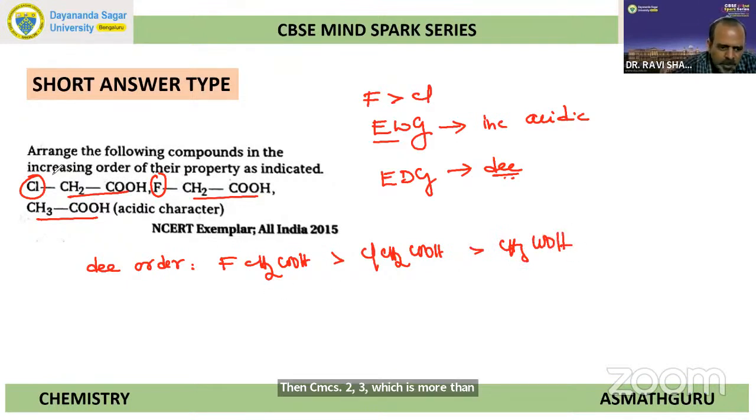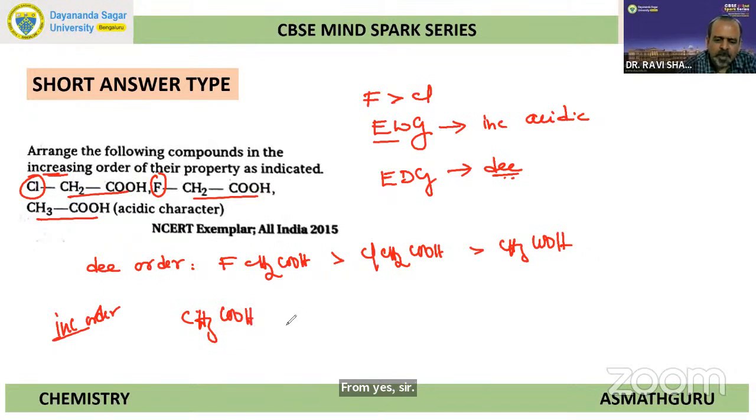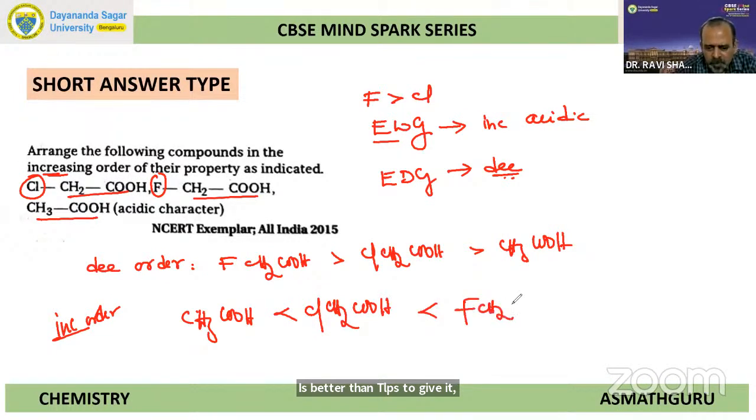So, decreasing order if you write: FCH2COOH is more acidic than ClCH2COOH, which is more than acetic acid. But he is asking what? Increasing order. What is increasing order? The opposite, from lowest to highest, sir. CH3COOH is lesser than ClCH2COOH, which is lesser than FCH2COOH. Like this.